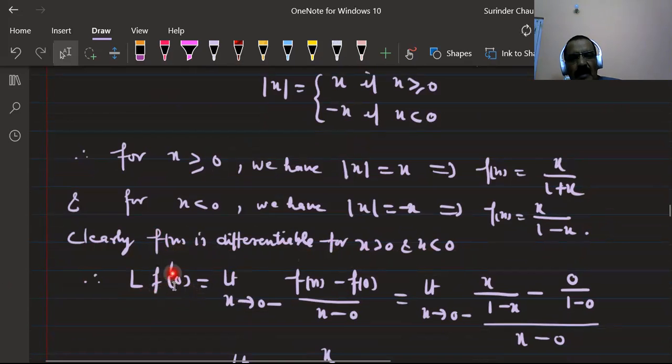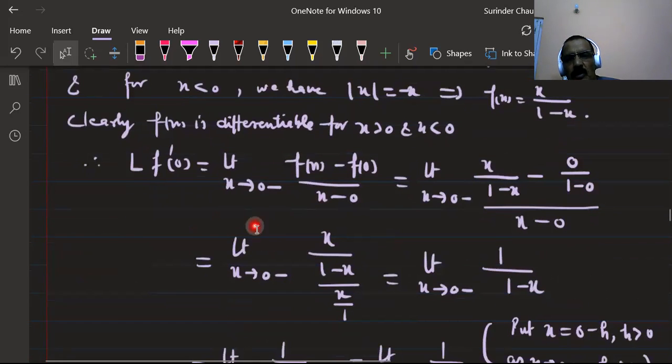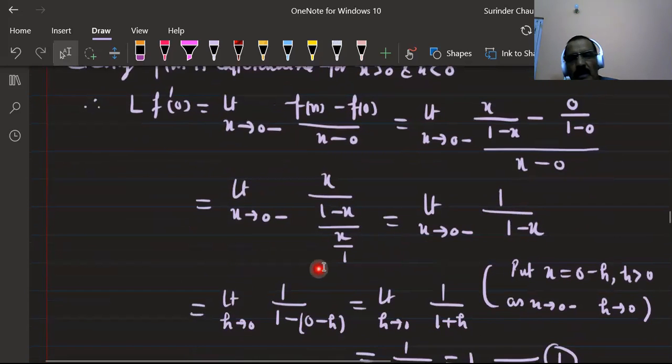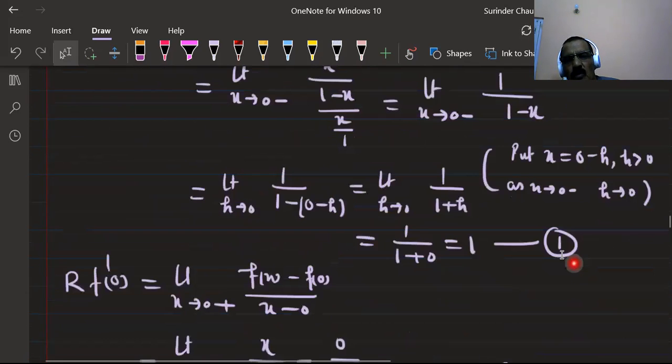The left hand derivative at 0 is equal to the limit as x goes to 0 from the negative side of f(x) minus f(0) over x minus 0. Substitute the function for f(x) and f(0), simplify it, and change the limit from x to 0 to h to 0. After simplification, this comes out to be 1 upon 1 minus h, which as h goes to 0 is equal to 1 upon 1, the limit is equal to 1.